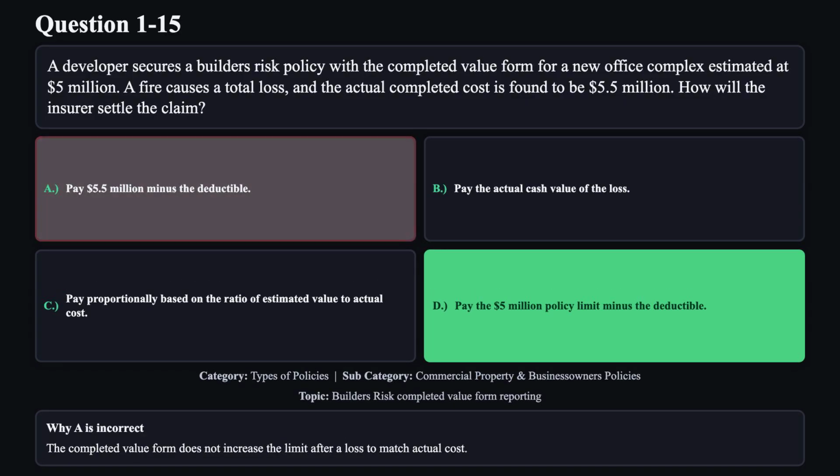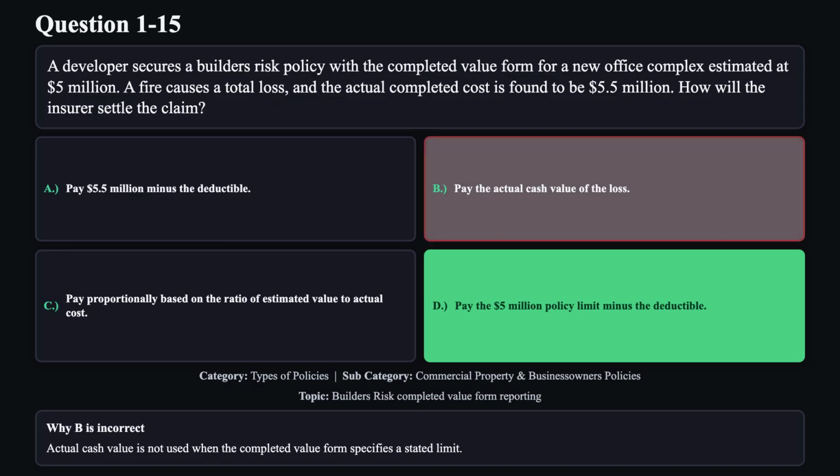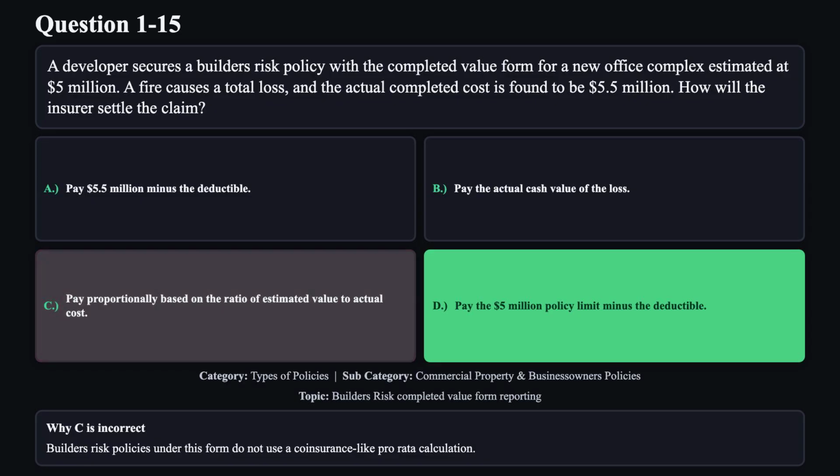Reason A is not correct. The completed value form does not increase the limit after a loss to match actual cost. Reason B is not correct. Actual cash value is not used when the completed value form specifies a stated limit. Reason C is not correct. Builders' risk policies under this form do not use a coinsurance-like pro rata calculation.